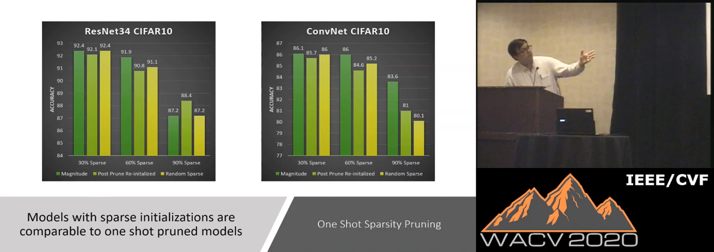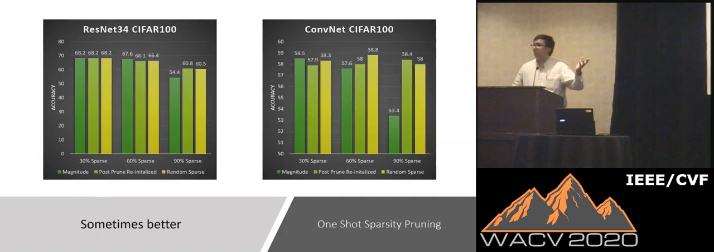Additionally, if we look at models with initialized sparsity, we have both a model that was pruned and reinitialized and trained from scratch, as well as a randomly initialized sparse model. We see that there is actually not a very large difference between that and doing single-shot pruning without the many iterations. In fact, sometimes they perform better than traditional pruning.